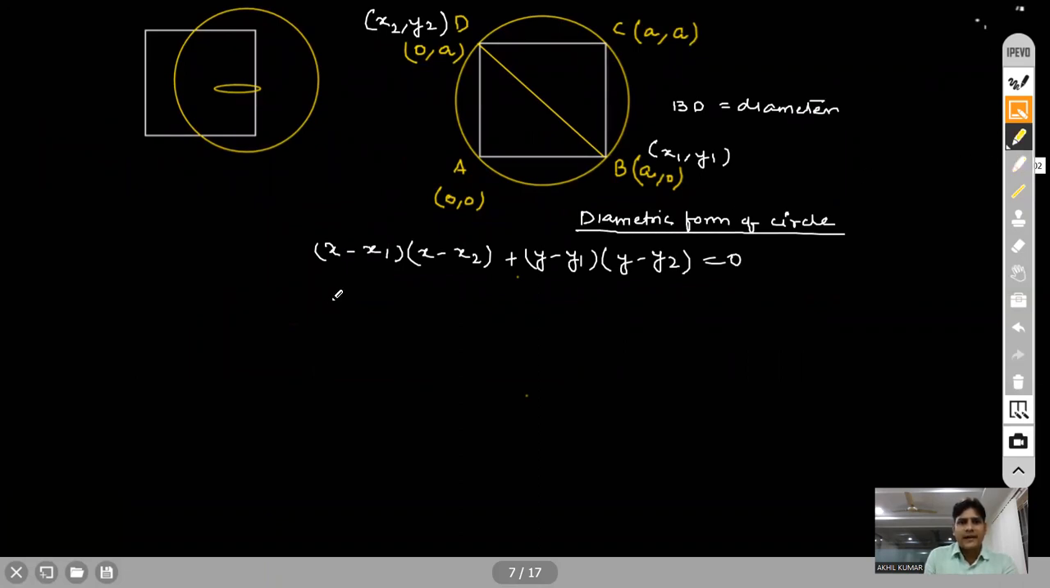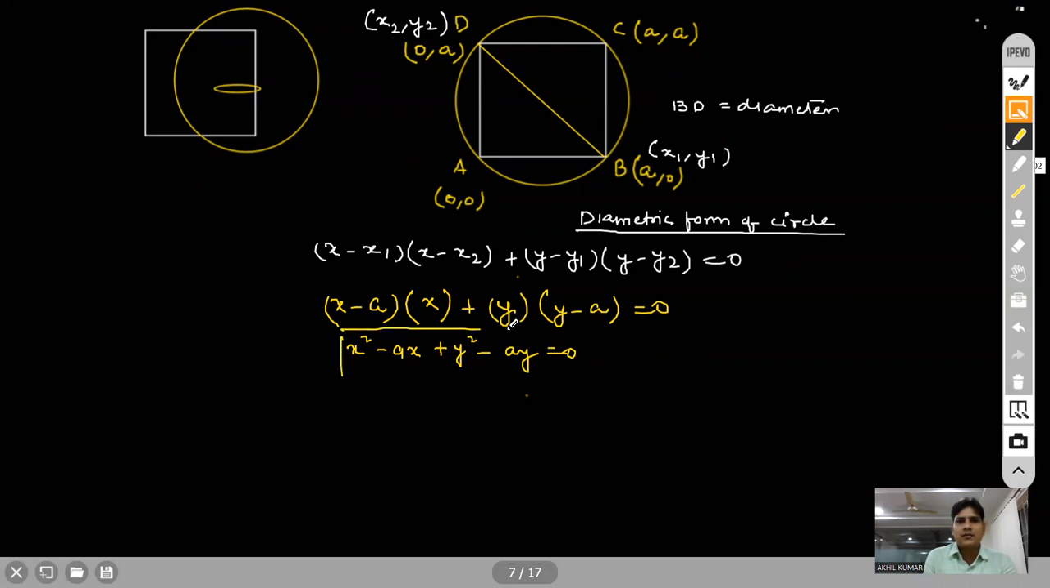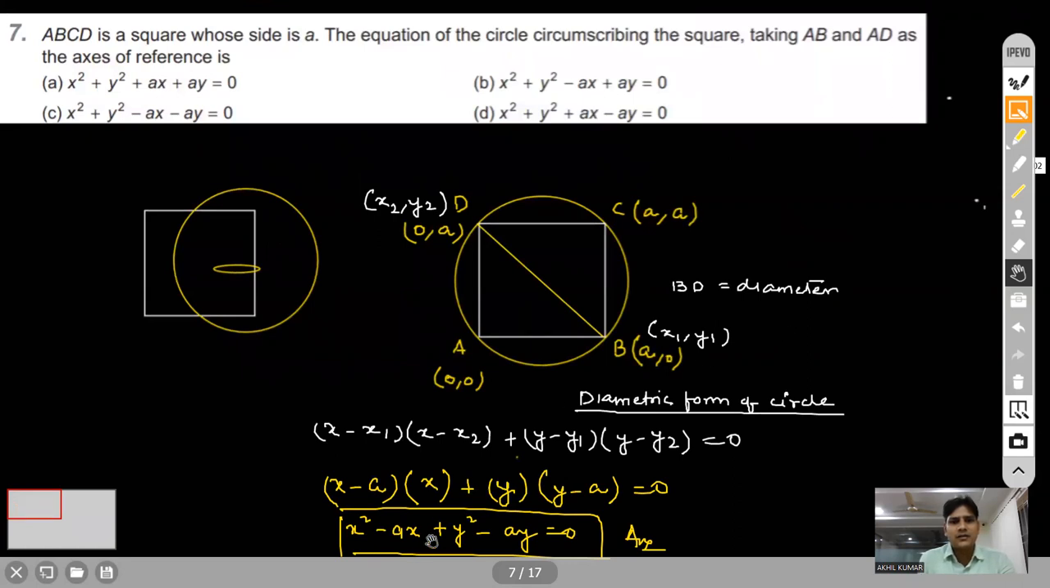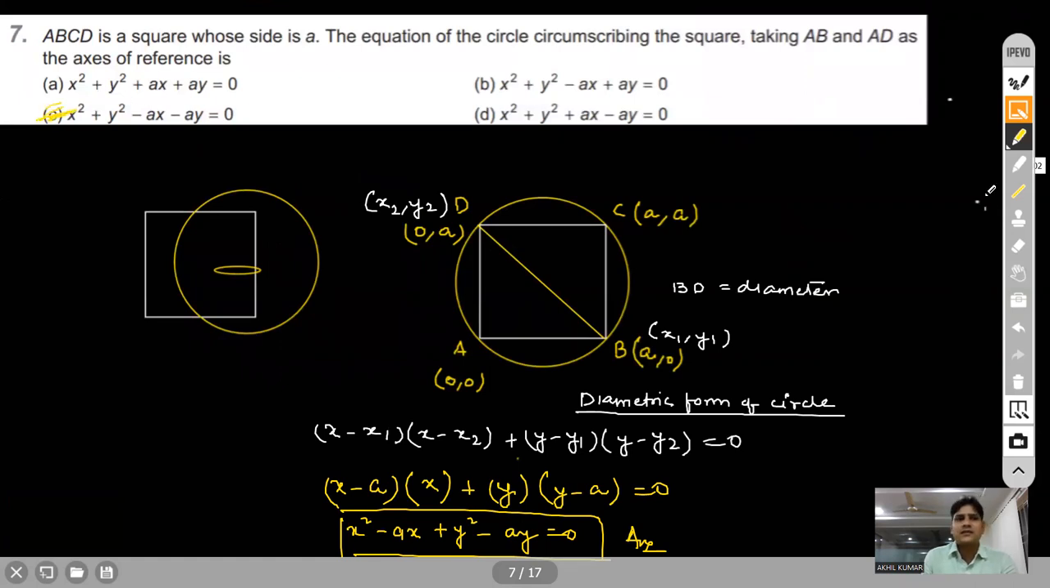So our equation will become (x minus a) and (x minus x2). What is x2? x2 is 0, so it will be x only. Then y and (y minus y1). y1 is 0 here, so it will be y into (y minus a) equal to 0. This will be the equation of the circle. So it becomes x square minus ax plus y square minus ay equals 0. So this is our required equation of the circle: x square plus y square minus ax minus ay equal to 0. So option C is the correct answer.